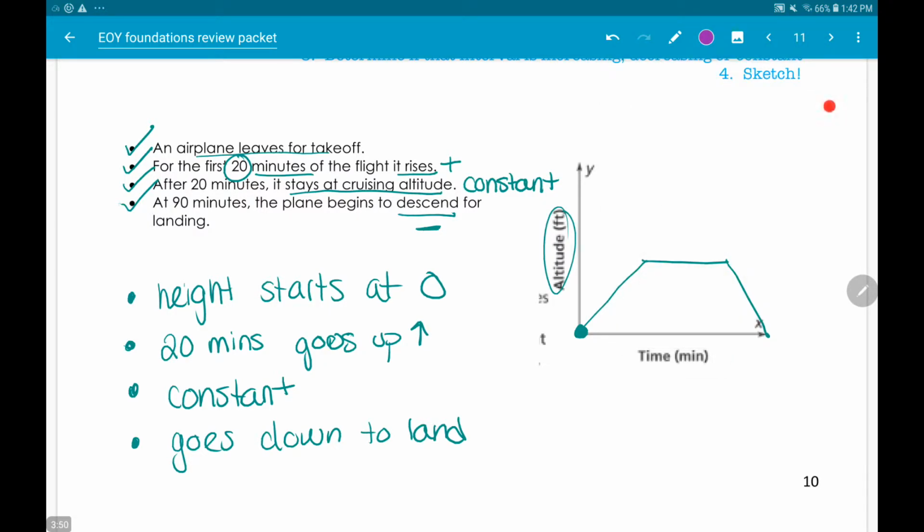Alright, so what are these intervals? This was our initial. This is our start. That is not an interval. So I only have 3 pieces: when it's going up, when it's staying constant, and when it's going back down. So going up, constant, going back down.